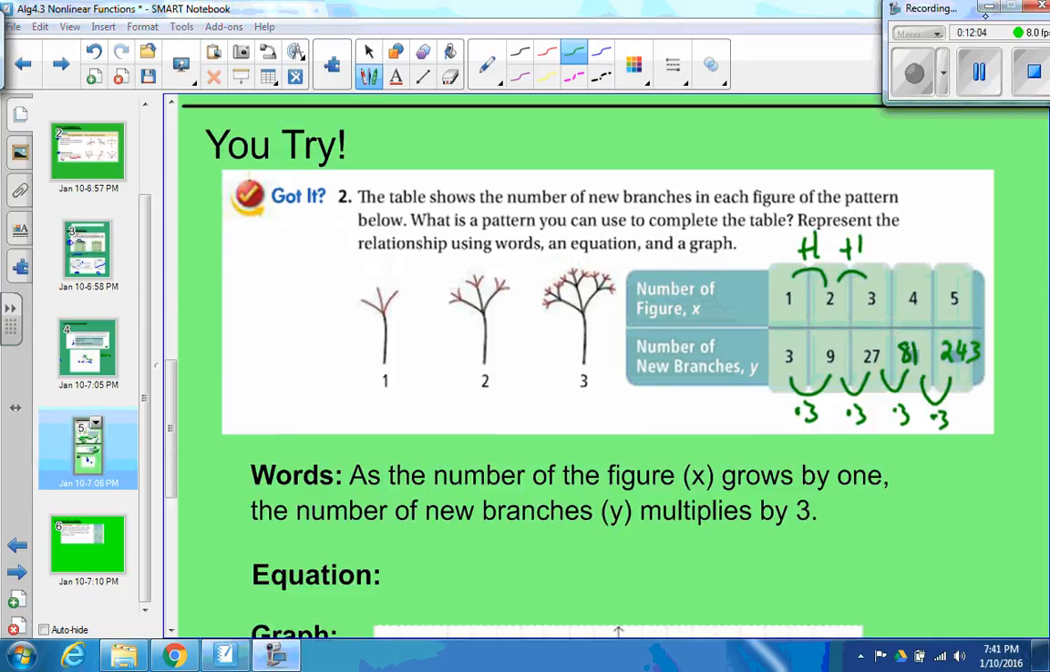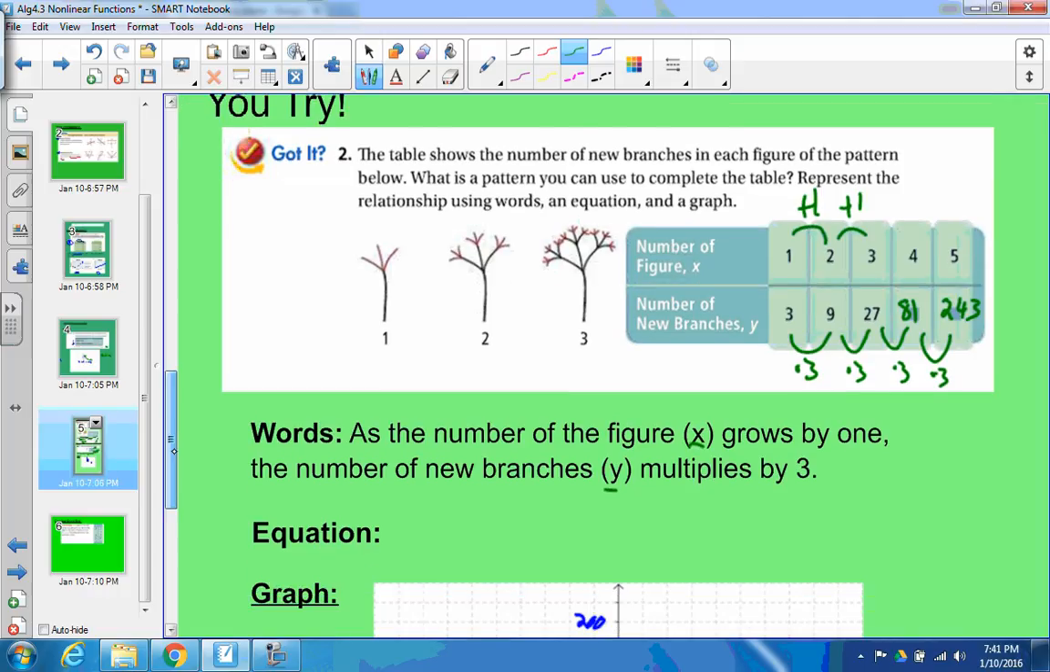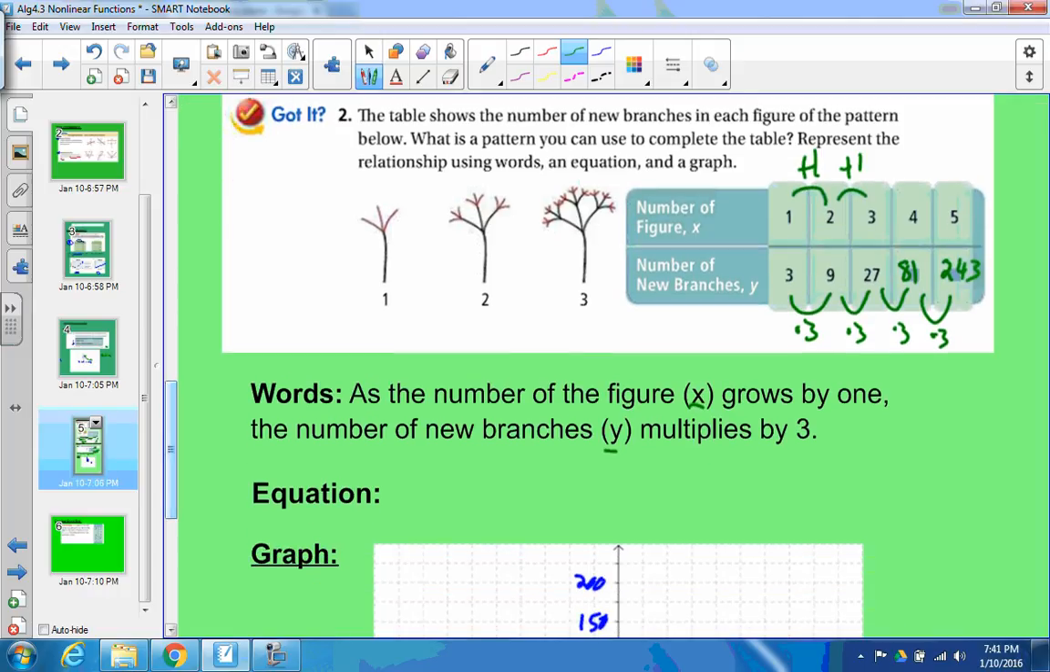Alright, so the best way that I could describe that in words was as the figure number increases by 1, the number of branches multiplies by 3. So the number that would be x, and you multiply the y by 3 as you go up. Now an equation, that's a tricky one to write. Multiplying by 3, so if you're thinking of exponents, because that would be a good thing to think of. 3 is the number that's being multiplied by itself. It starts with 3, and then it's times 3, and so I believe it would be y equals, let's see if this works, 3 to the x power.